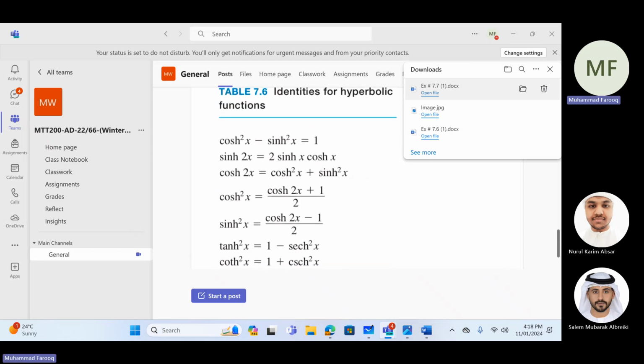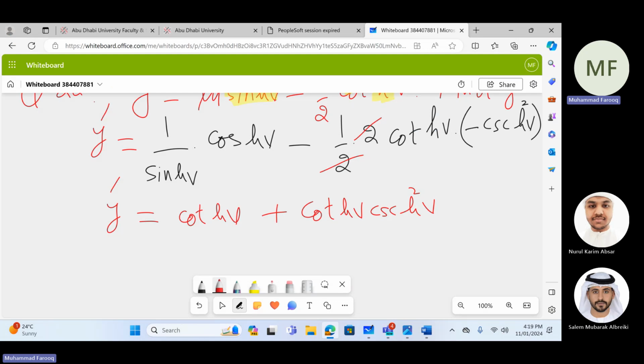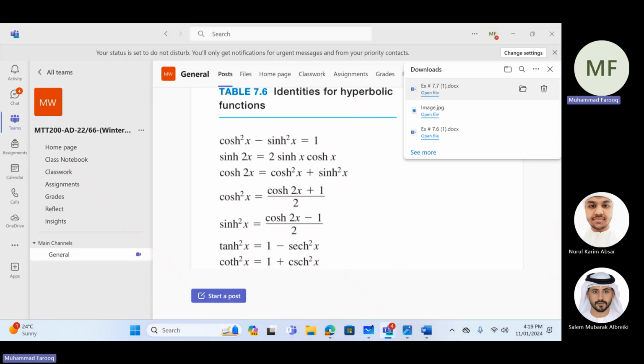Cosine hyperbolic square minus sine hyperbolic square is 1. In trigonometry it is sine square plus cosine square. They are different, so it's very confusing if you try to memorize. Now, if I take cotangent as a common factor, I get 1 plus cosecant hyperbolic square. Is there an identity 1 plus cosecant square hyperbolic? Check the last one.